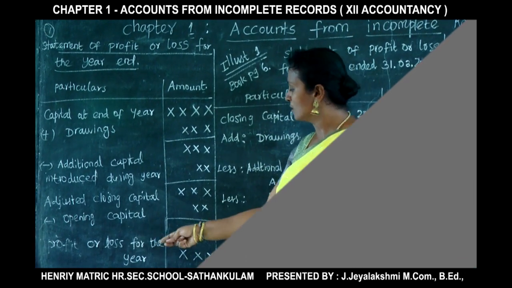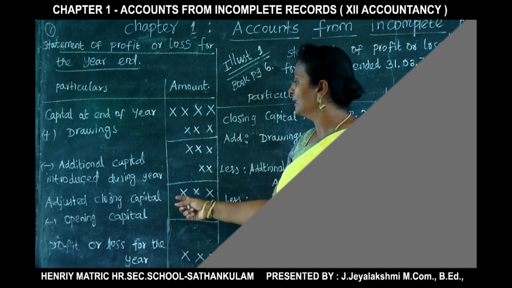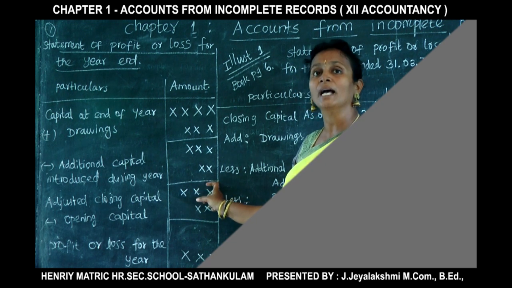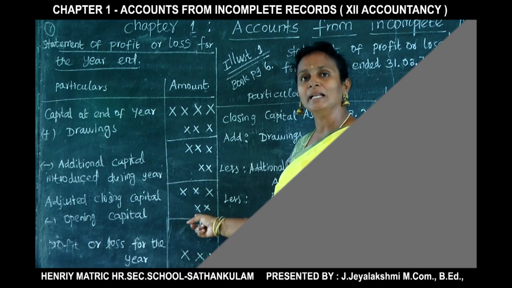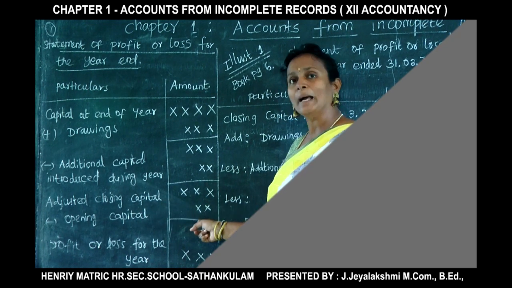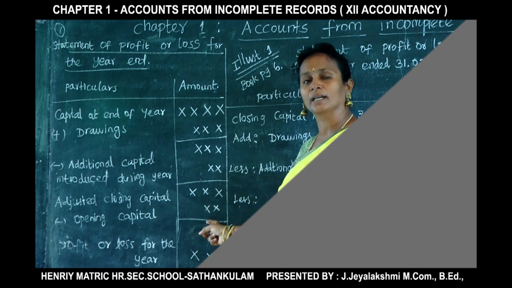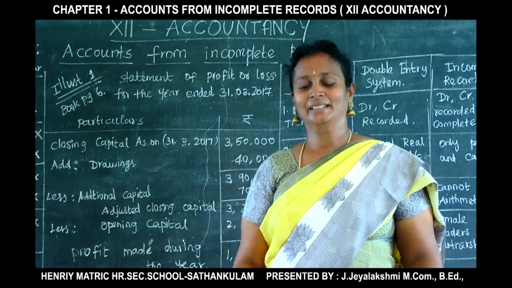Suppose we have a profit, how will we calculate it? The adjusted closing capital will be a higher amount and the opening capital will be a lesser amount, so that we can have the profit. Suppose the opening capital is a heavy amount, then we will definitely incur a loss.